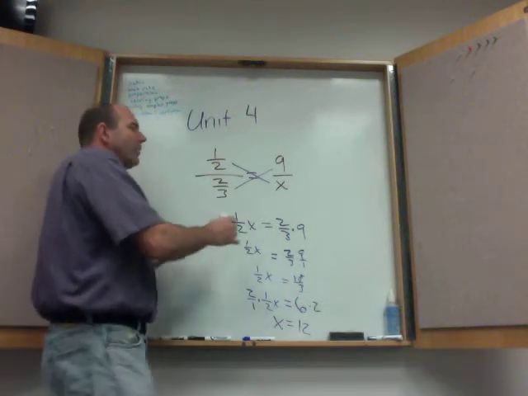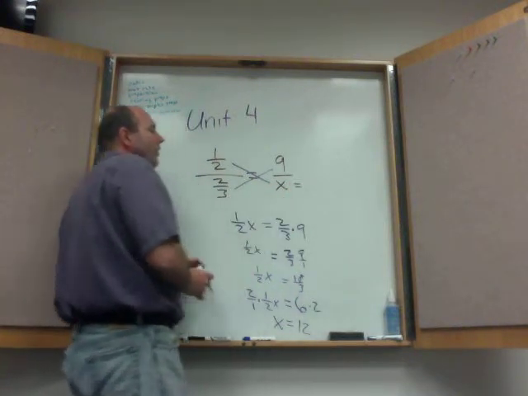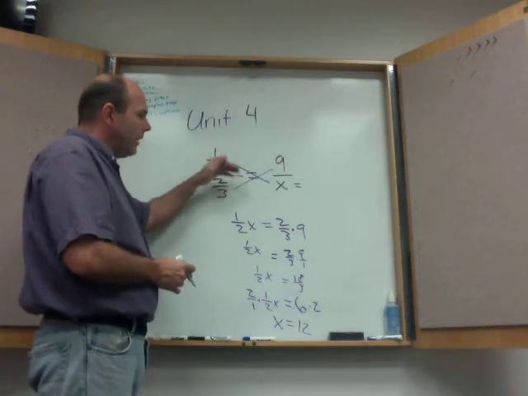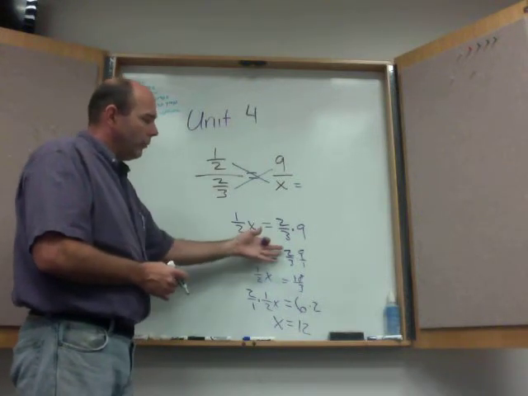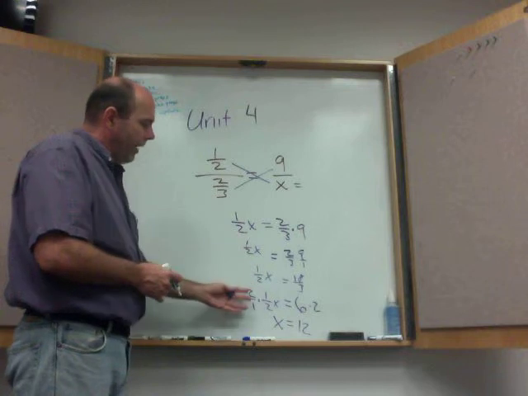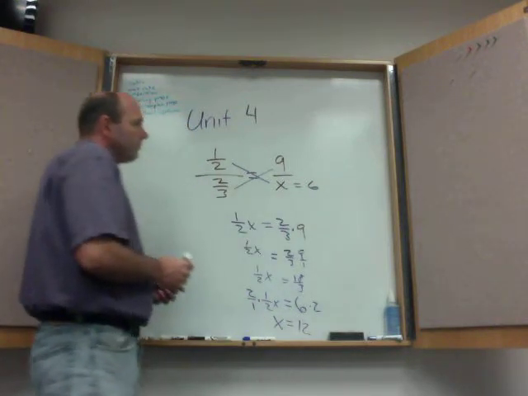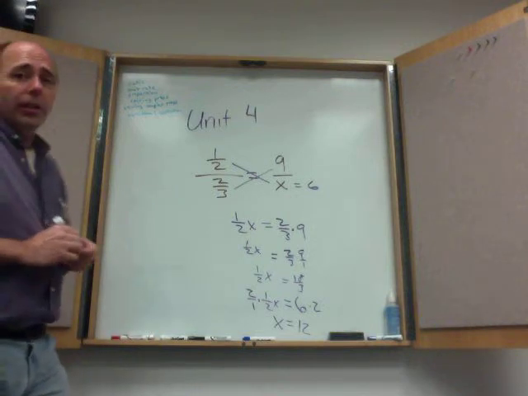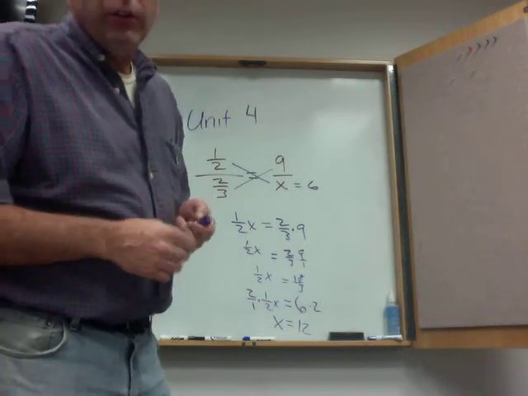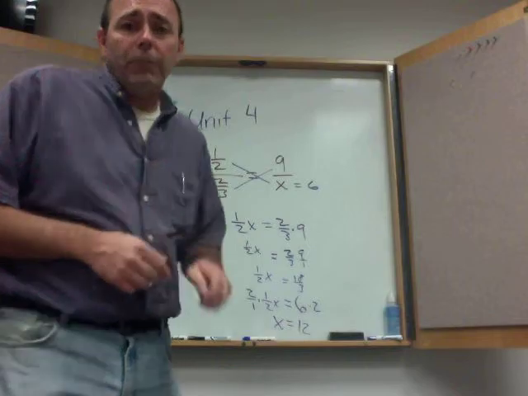So as complex as this looked, all we're doing is the exact same thing. We're going to cross multiply. We know how to multiply fractions. We know how to divide by fractions. And we find out that x is equal to 12. Simple enough. I'm going to stop right now because we are getting over 5 minutes.